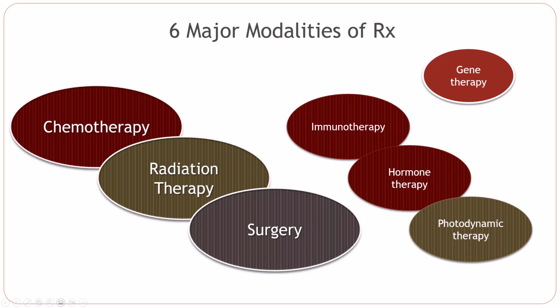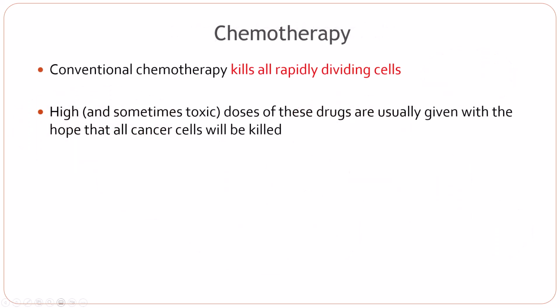Now, as you can see, there are so many modalities for cancer treatment. It means that it requires cooperation of a multidisciplinary team to coordinate and deliver the appropriate treatment of cancer for each and every patient. Let's look at chemotherapy first. Conventional chemotherapy kills all rapidly dividing cells. Sometimes very high doses of these drugs are required with the hope that all cancer cells will be killed.